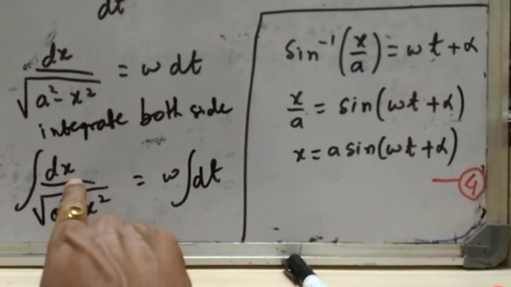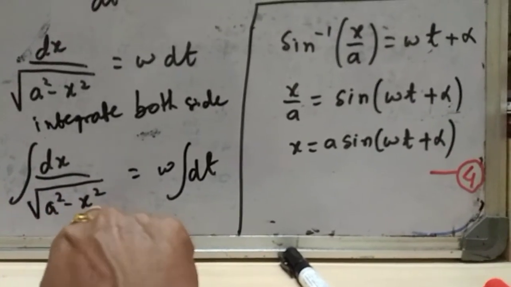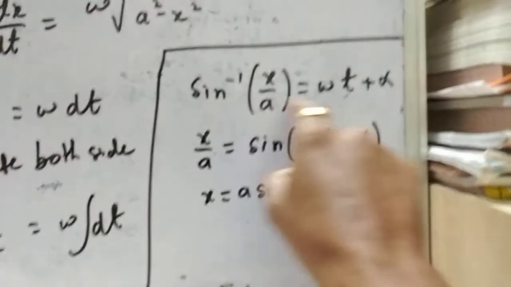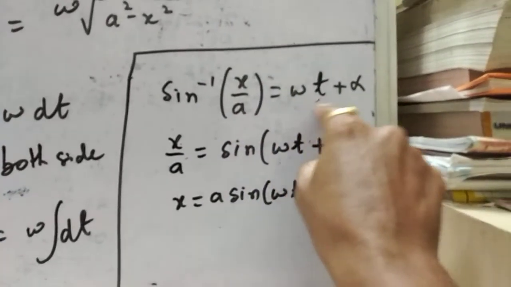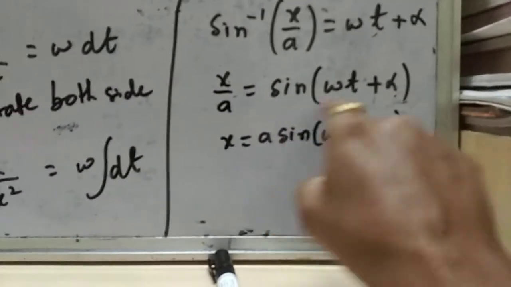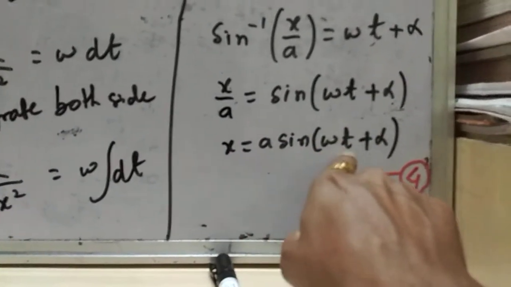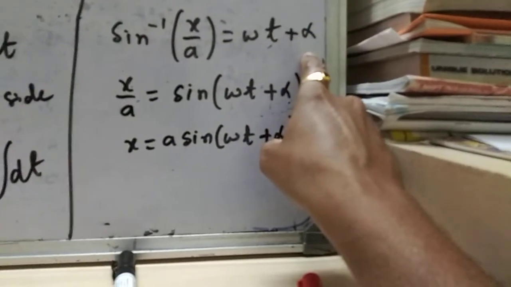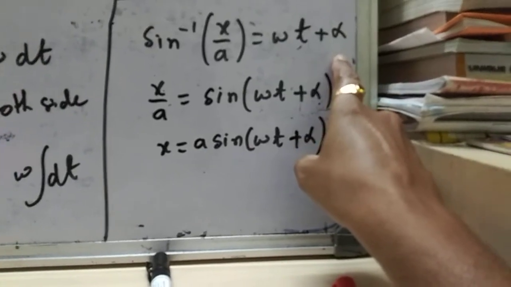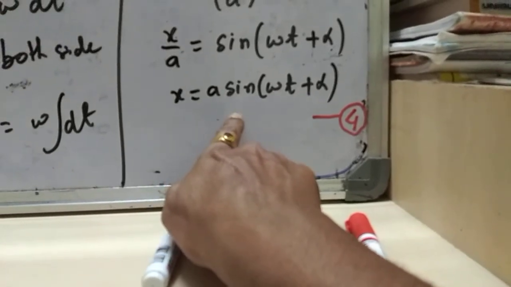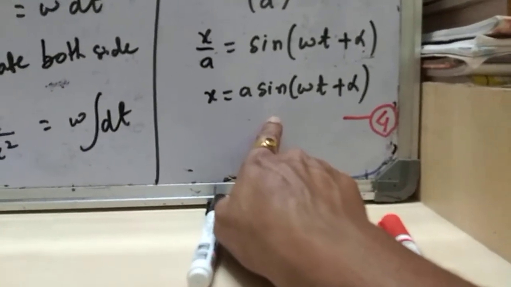Now we know that integration of dx divided by under root of a square minus x square is equal to sine inverse x by a. Therefore sine inverse x by a is equal to omega t plus alpha. So x by a is equal to sine omega t plus alpha. Therefore x is equal to a sine omega t plus alpha. Here alpha is the integration constant and it is called the initial phase of a particle performing linear SHM. In this way, equation 4 represents the expression for displacement of a particle performing linear SHM.